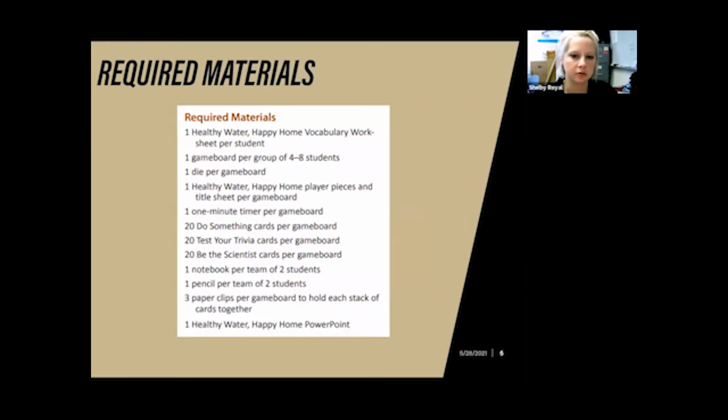The required materials needed for this lesson plan are the Healthy Water, Happy Home vocabulary worksheet for each student, a game board for a group of 4 to 8 students, 1 die per game, a Healthy Water, Happy Home player piece and title sheet per game, a 1-minute timer, 20 of the Do Something cards, 20 of the Test Your Trivia cards, 20 of the Be the Scientist cards, and that is for each game, 1 notebook per team of 2 students, a pencil for a team of 2 students, 3 paper clips per game to hold each stack of cards together, and finally, the Healthy Water, Happy Home PowerPoint.